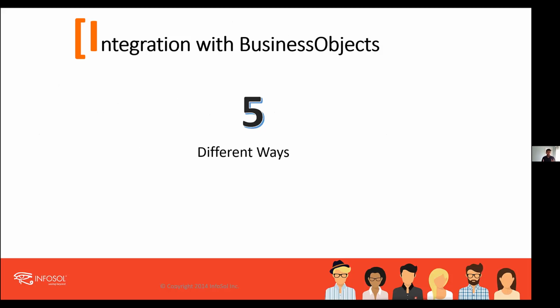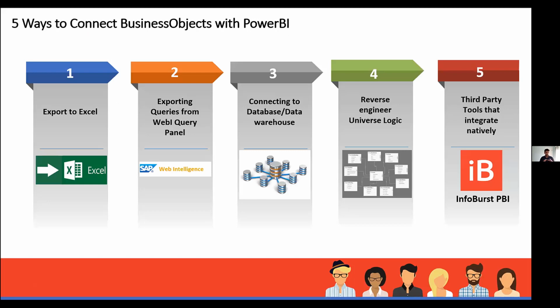Now, natively, if you think about how to integrate Power BI with business objects, there are 5 different ways that you can do it, and here are the 5 listed ways. The first one is the export to Excel. You can export a Webby report, or you can run a universe query in Webby, export the data into Excel, and then use that Excel as a data source within Power BI. That is something that you can do with any visualization tool or any other BI tool.